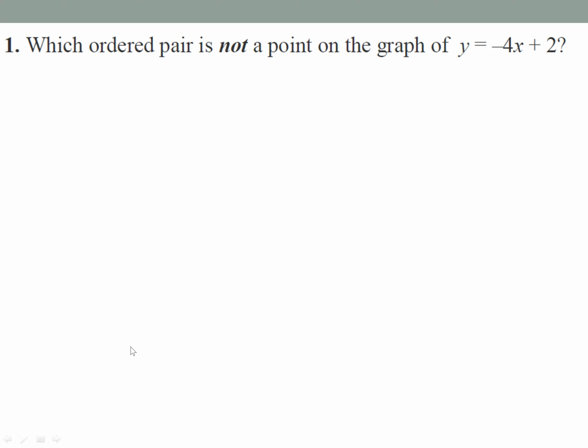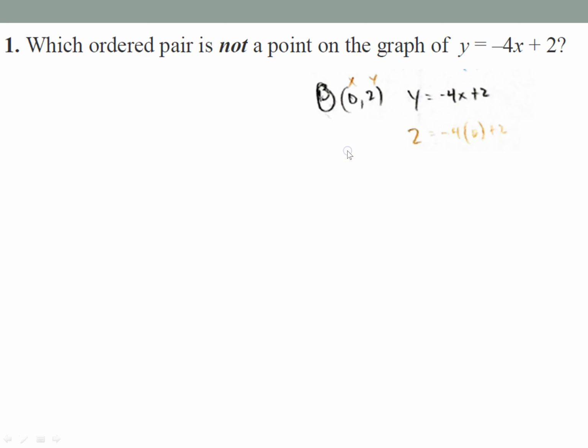Let's start with Question 1. Which ordered pair is not a point on the graph of y equals negative 4x plus 2? There are a lot of points, A, B, C, and D, but I'm going to check B. I'm going to plug the 0 and the 2 into the equation y equals negative 4x plus 2.